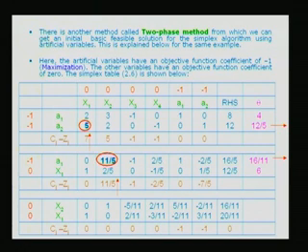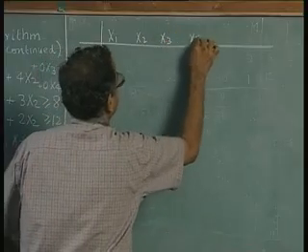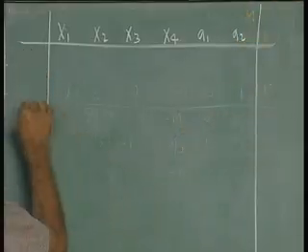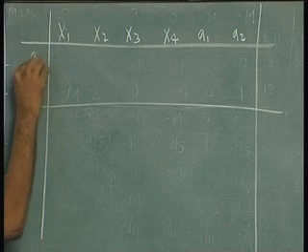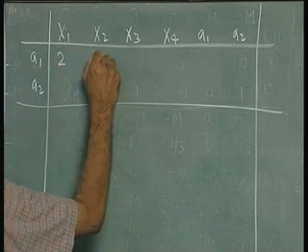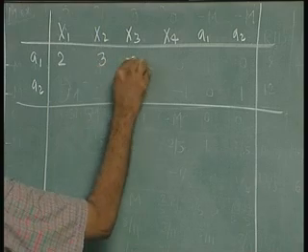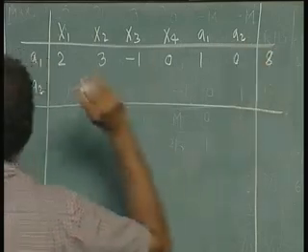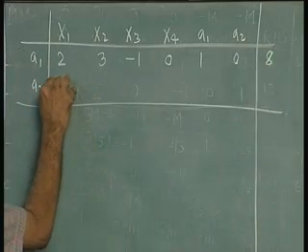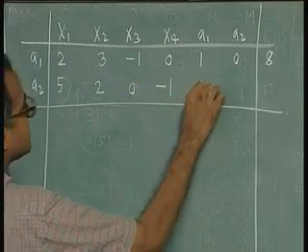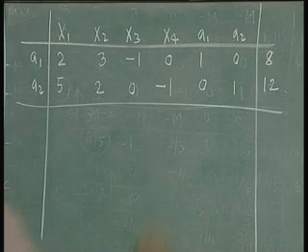Now in this two-phase method, we have x1, x2, x3, x4, a1 and a2. We again start with a1 and a2. We have 2x1 plus 3x2 minus x3 plus a1 equal to 8, and we have 5x1 plus 2x2 minus x4 plus a2 equal to 12.